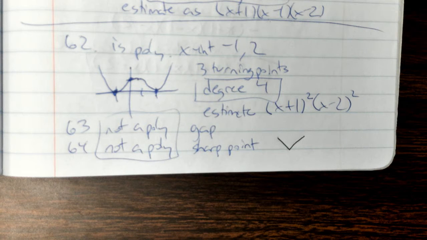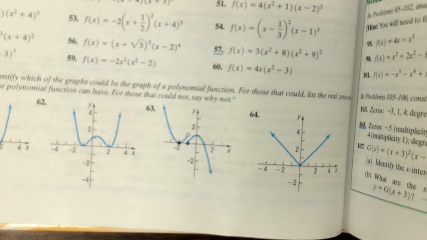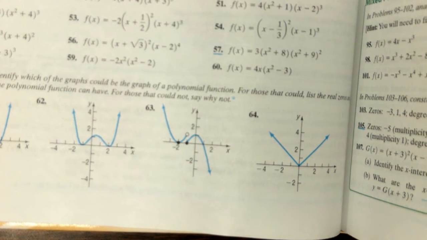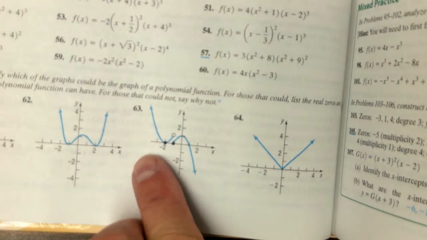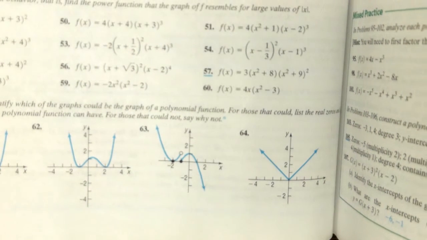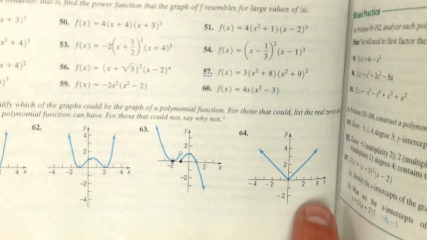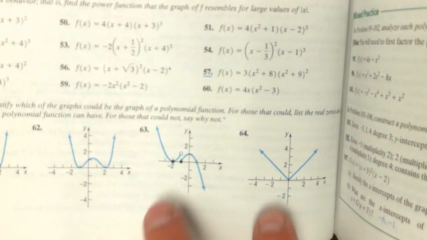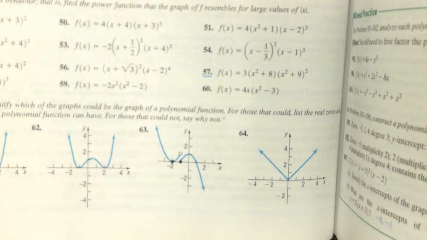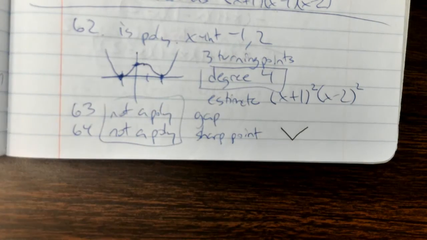Pause this for a second. Okay, so the gap is right there. It's a discontinuity at -1, and then this one's the absolute value. So neither of these are polynomials. Okay, so that was 63 and 64.